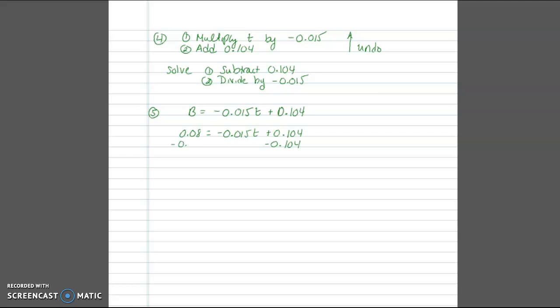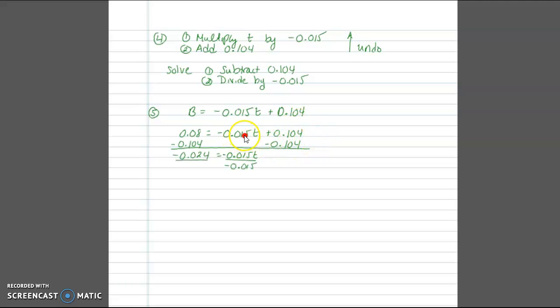Whatever I do on one side of the equal sign, I have to do on the other, and that maintains the equality, or maintains the balance, of that equation. So I'm showing the subtraction underneath, and then going ahead and subtracting: 0.08 minus 0.104. And that gives me negative 0.024. And I'm rewriting what I have on the other side. Now, since the subtraction undid the addition, I can imagine that that's gone.